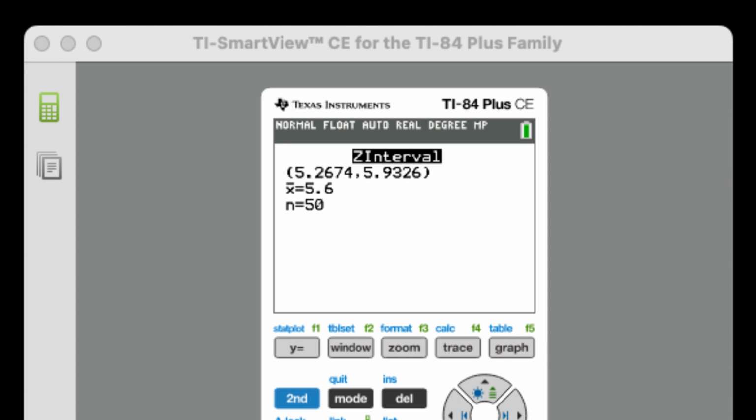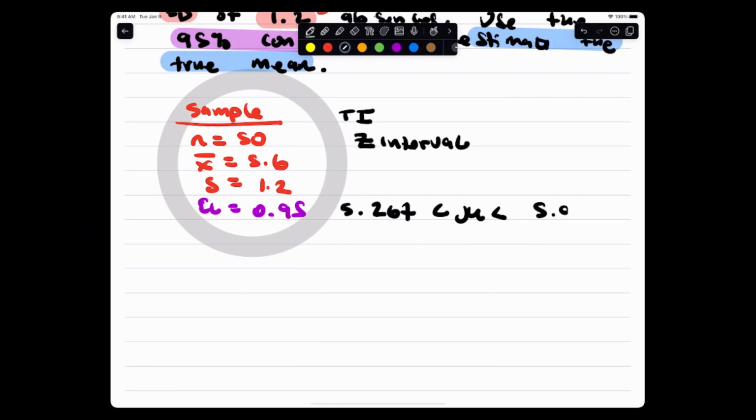5.267. Good. Which is less than 5.933. So again, ladies and gentlemen, the true mean is going to be between these numbers here, and then we can say this again with what? 95% confidence.